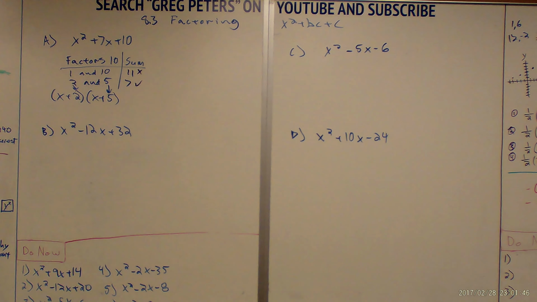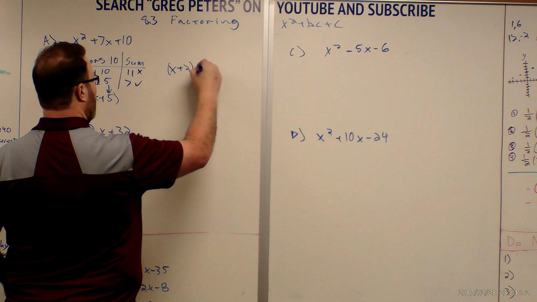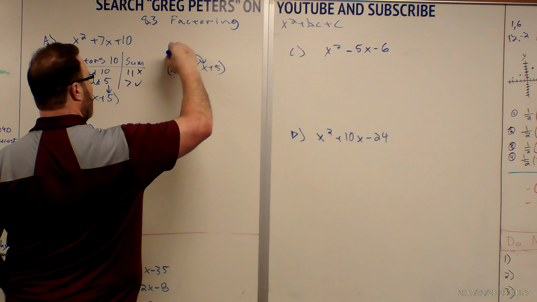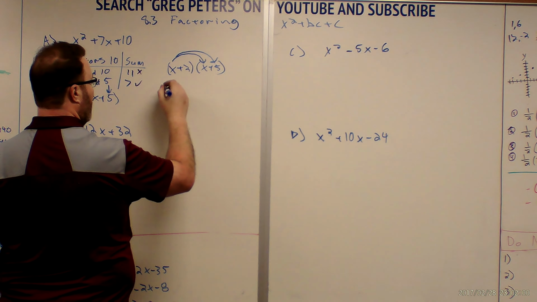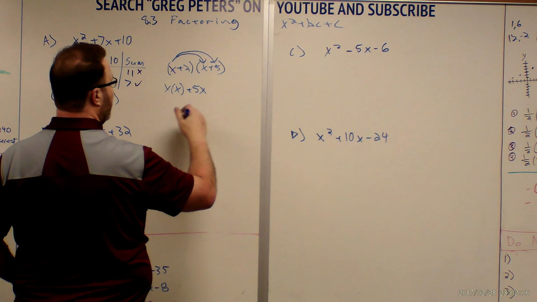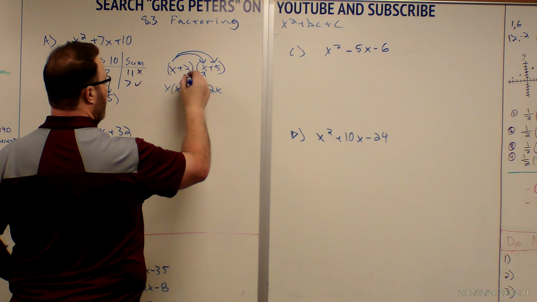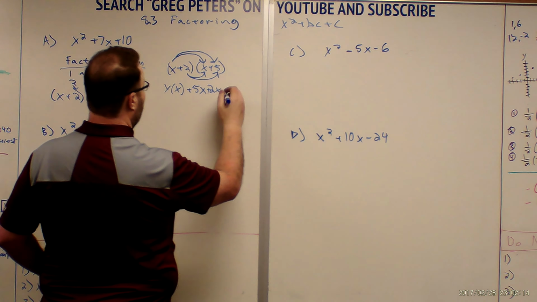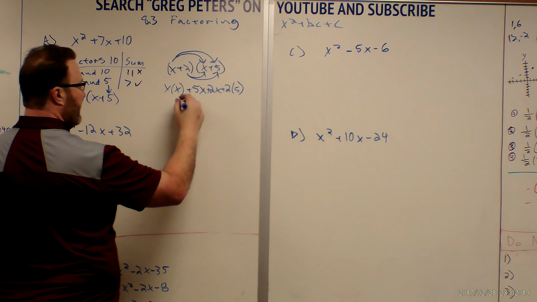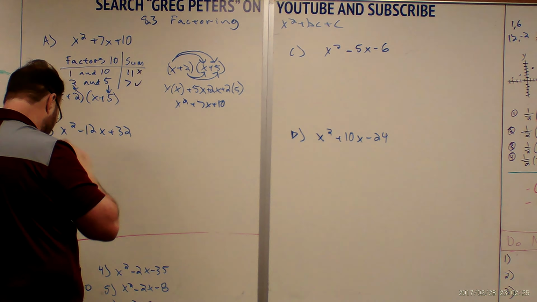Now we're going to FOIL it out to check our answer. So over here, we're going to do the F, first terms. O, outer terms. So x times x, and then plus 5x. And then our inner terms, 2x, our last term. So we're going to multiply this out. x squared, that's 5x plus 2x, 7x plus 10. That checks out.